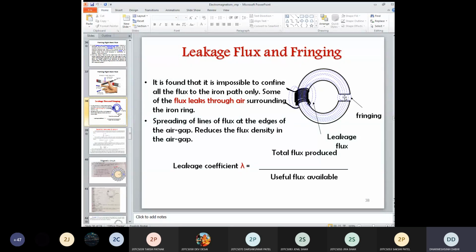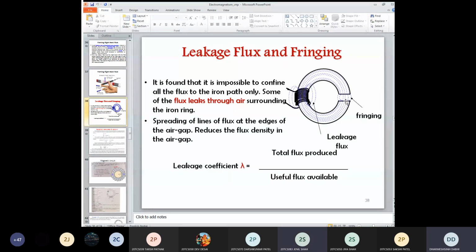So this effect is called the fringing effect. Because of the air gap, the flux is spreading at the air gap, which reduces the flux density in the air gap. So this effect is called the fringing effect.